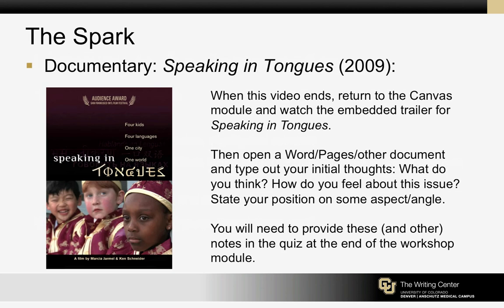Maybe that spark in your Culture, Racism, and Alienation course is the 2009 documentary Speaking in Tongues that you watched in class. Let's watch the trailer for the film so we can begin to discuss how to develop an argument and thesis statement. Please return now to the workshop module and watch the embedded trailer for Speaking in Tongues. Follow the directions for taking notes on your first impression and position regarding this issue.